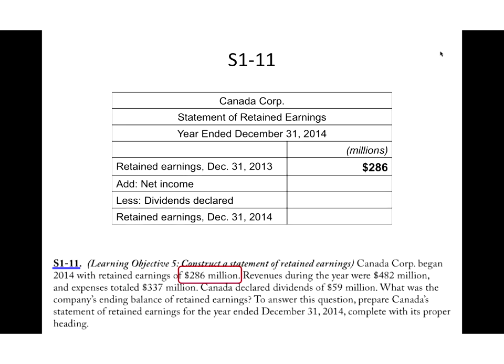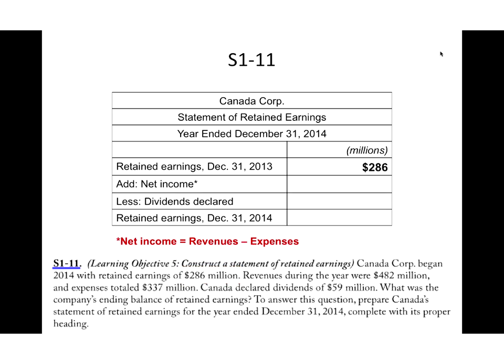The first one, again, in millions. So we're not going to put those zeros in our answer because that would be grossly overstated if we added 6 zeros here. So 286 is our beginning retained earnings. So again, last year's year-end figure is this year's beginning retained earnings. We're going to add our net income.